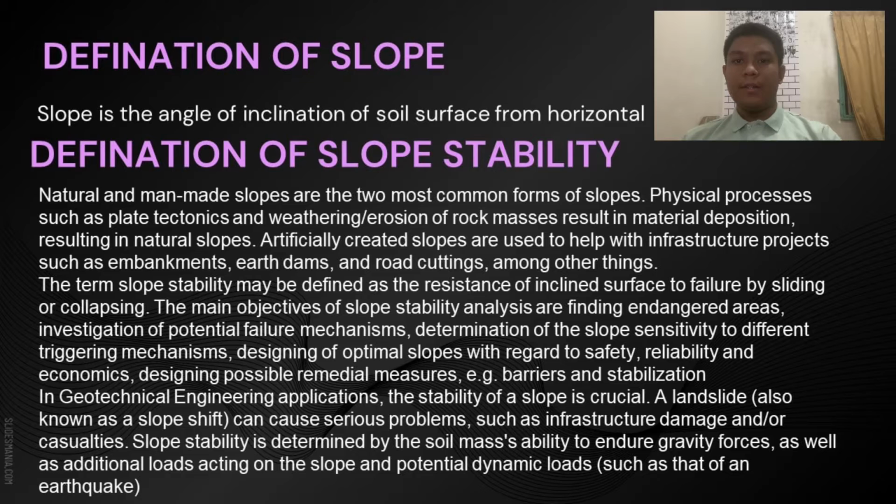In geotechnical engineering applications, the stability of a slope is crucial. A landslide, also known as a slope shift, can cause serious problems such as infrastructure damage and casualties. Slope stability is determined by the soil mass's ability to endure gravity forces as well as additional loads acting on the slope and potential dynamic loads such as that of an earthquake.